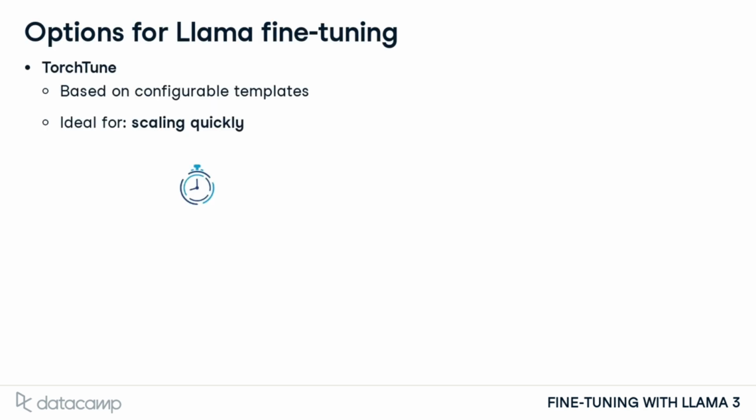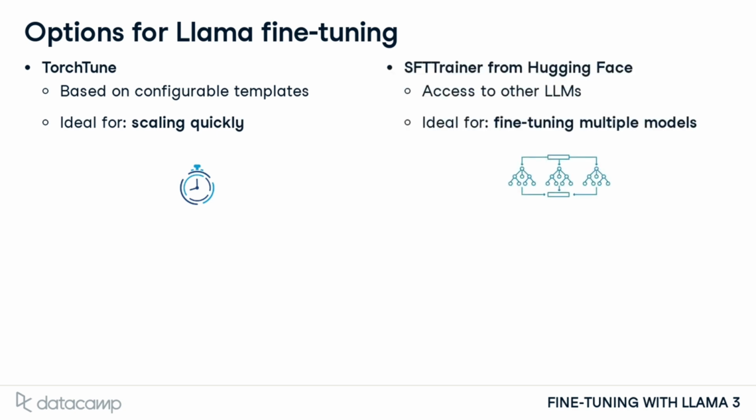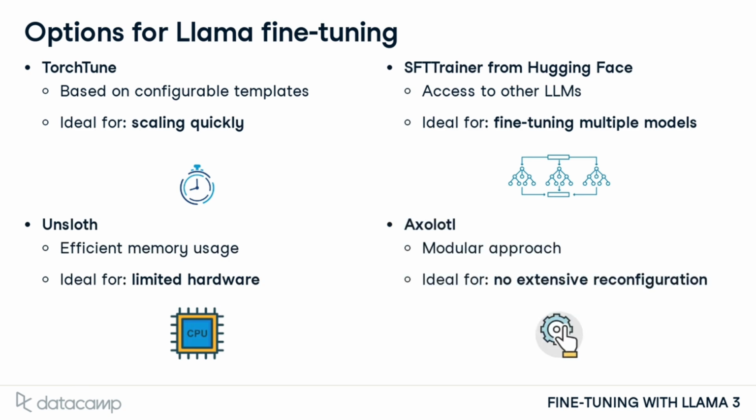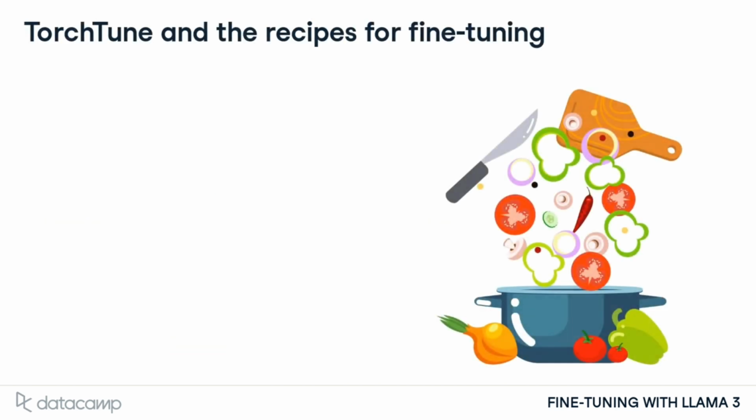The TorchTune library, based on configurable templates, is ideal for scaling quickly from experimentation to production. Hugging Face's SFTTrainer provides access to other LLMs, making it suitable for fine-tuning multiple models. Unsloth, with its efficient memory usage, is perfect for setups with limited hardware. Axolotl's modular approach excels when fine-tuning without requiring extensive reconfiguration.